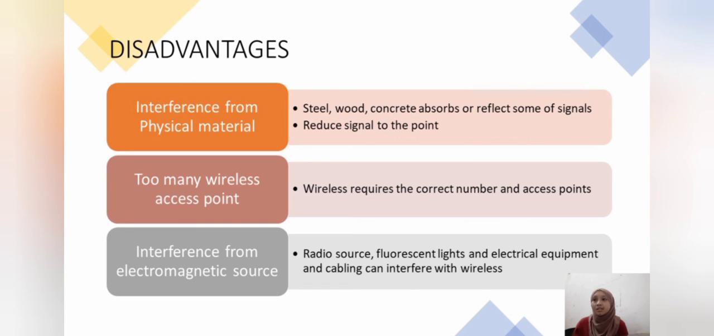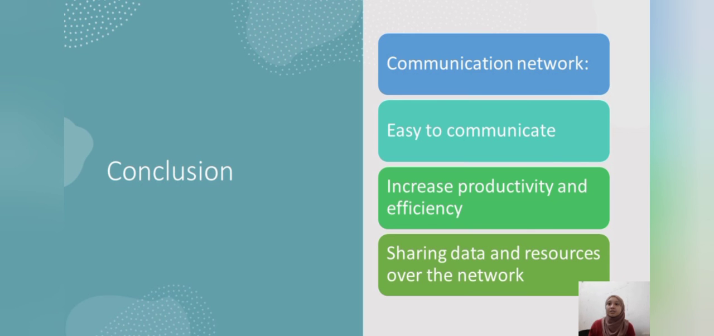So next are the disadvantages of the system. The first one is it can cause interference from physical materials such as steel, wood and concrete, which absorb or reflect some of the signal. It can also reduce the signal to the point of being unusable. The second one is too many wireless access points. The third one is interference from electromagnetic sources such as radio sources, fluorescent light, and electrical equipment, and cabling can interfere with wireless.